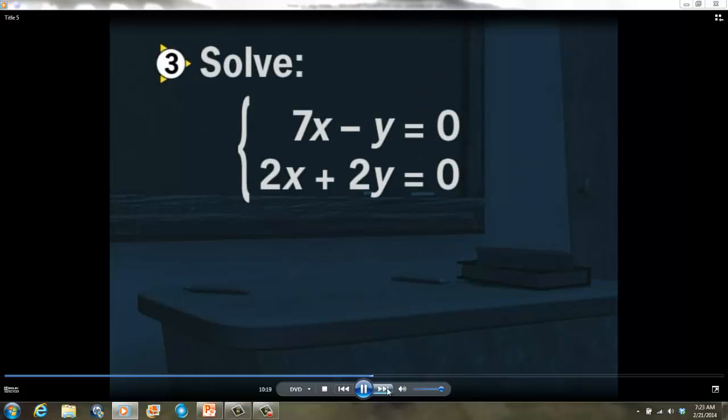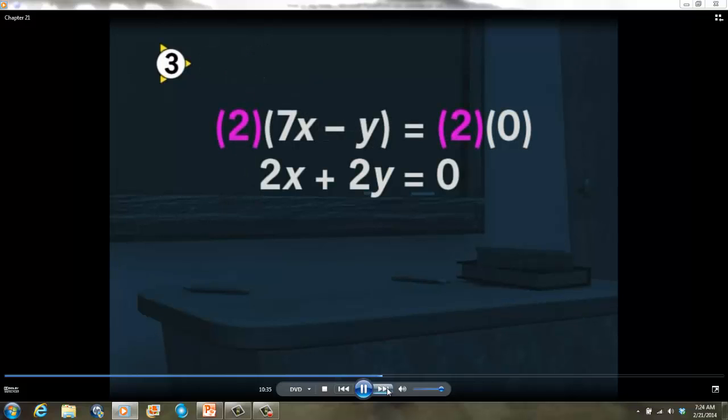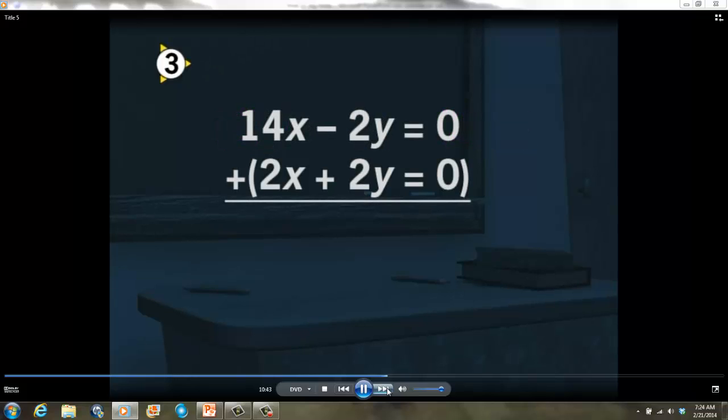Question 3 of your guided notes, solve the system of equations using the elimination method. 7x minus y is equal to 0. 2x plus 2y is equal to 0. Multiply the first equation by 2 so that the coefficients of the y terms are opposites. Then add the two equations together to eliminate the y's.